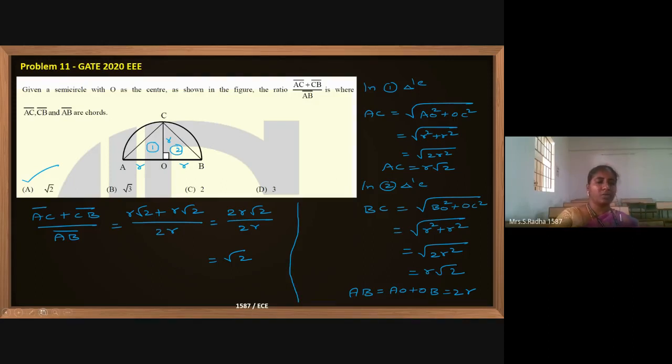Step 1, on the right side, I calculated the sides. In step 2, I took the ratio and substituted everything over here. This is also one of the questions from the GATE 2020 paper. It was asked in the aptitude section.